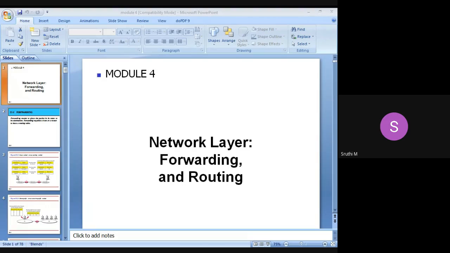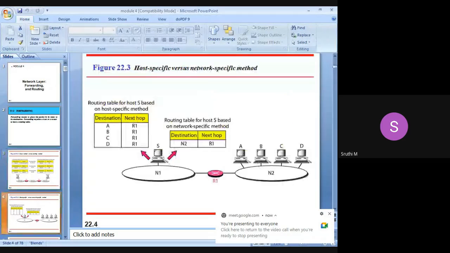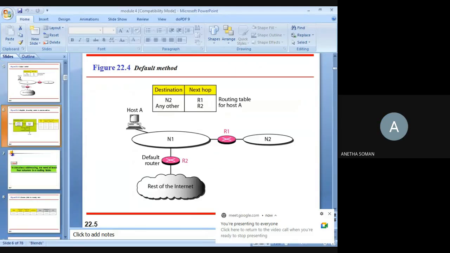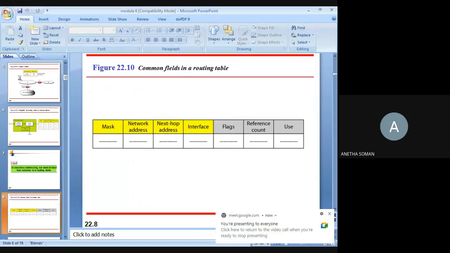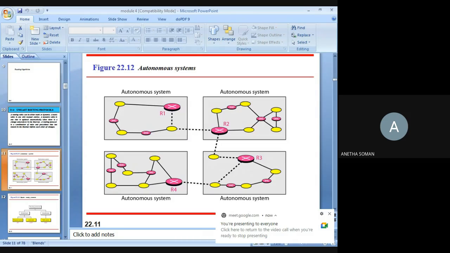Let's start today's class. Last class, what we were discussing is about the routing table. What are the various fields in the routing table? I told you if you are making use of classless addressing, minimum 4 columns are required in the routing table. That is the mask, network address, next hop address, and the interface. And also, I have told you about the autonomous systems.